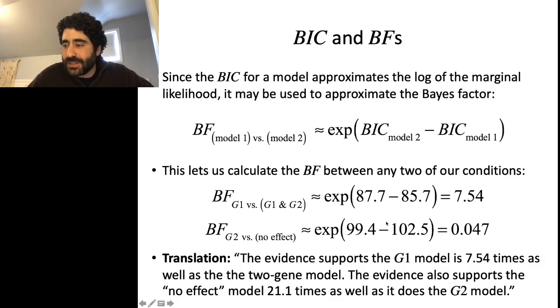And so this would tell us that the evidence supports the G1 model 7.5 times as much as the 2-gene model, right? Meaning that adding that extra gene is not helpful. It adds extra complexity to the model and doesn't increase our fit by that much.